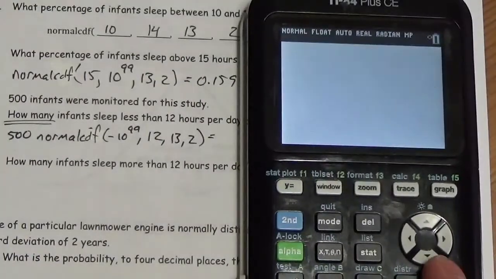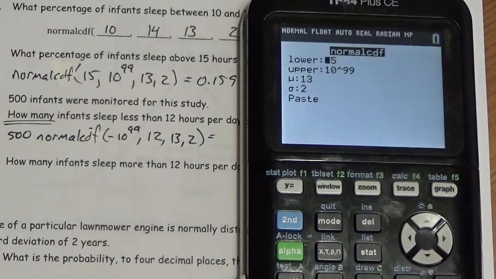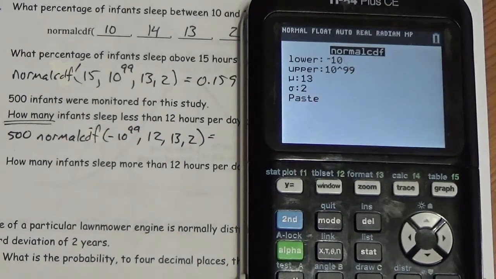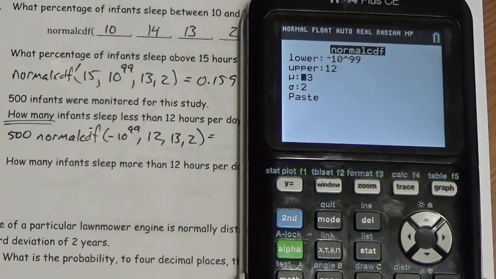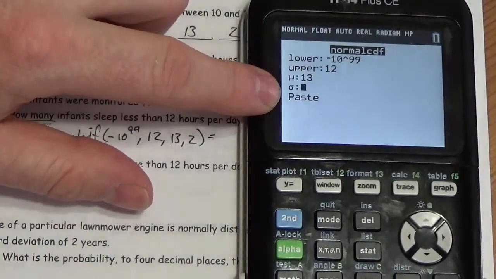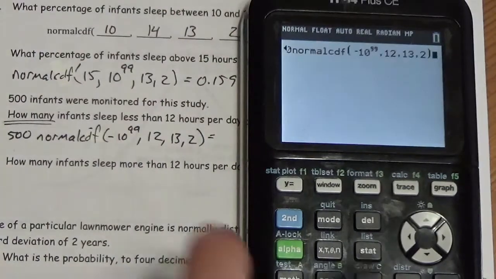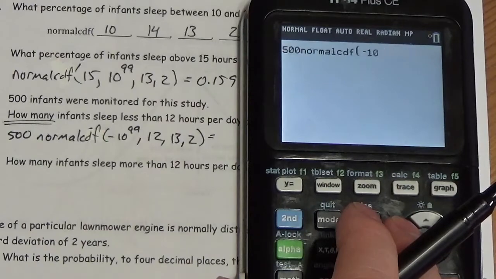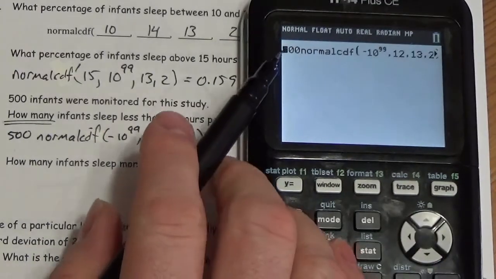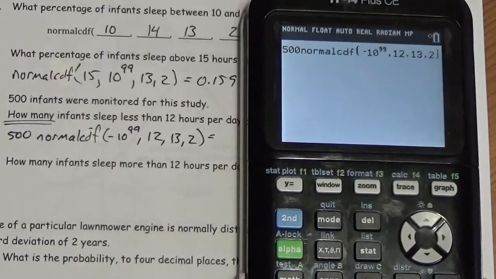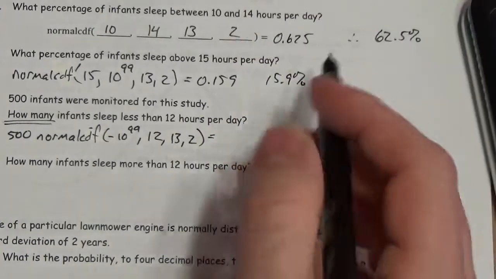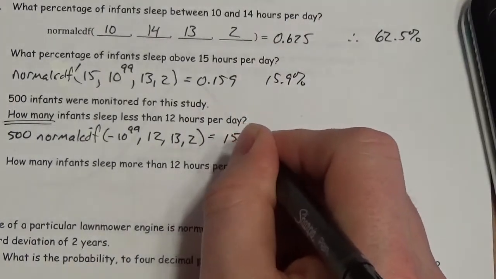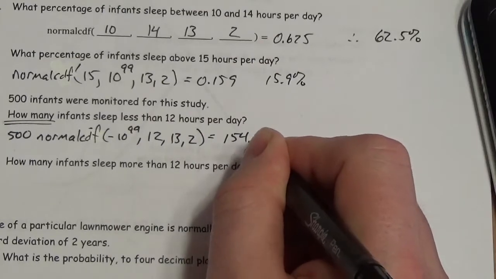So now, this will be 500. Okay, I'm going to pull out the normal CDF. There is no low bound given, so negative 10 to the 99. The high bound is 12. And again, the mean and the standard deviation are the same as before, so press enter. Okay, let's just double check that 500 showed up there, and it did. Okay, so 500 times the normal distribution. And that gets me 154.3.